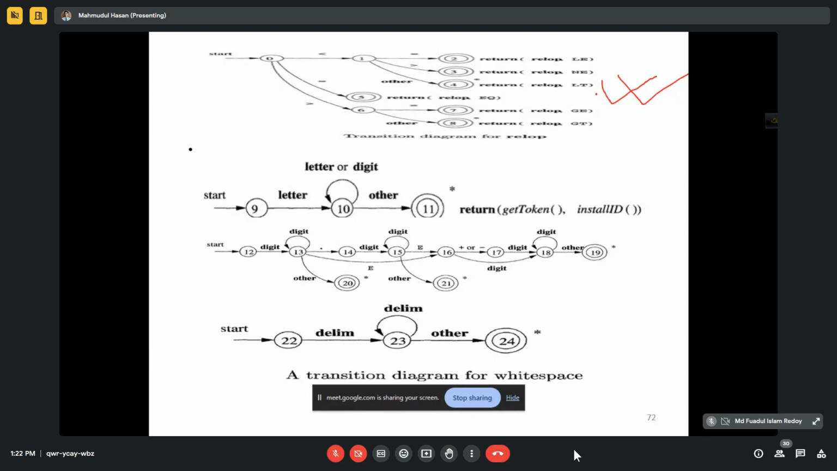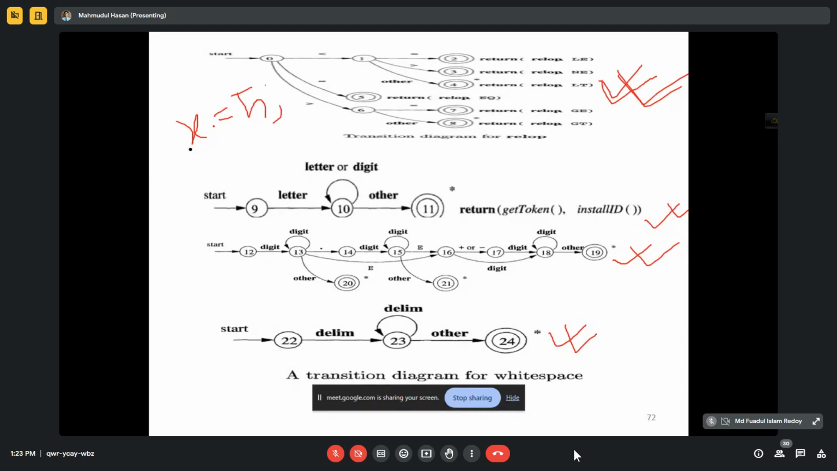Okay. So this is the transition diagram for relational operator. This is the transition diagram for identifier. This is the transition diagram for number. Please try to respond with me. This is the transition diagram for white spaces. So suppose this is our source code, suppose x equal like this one.